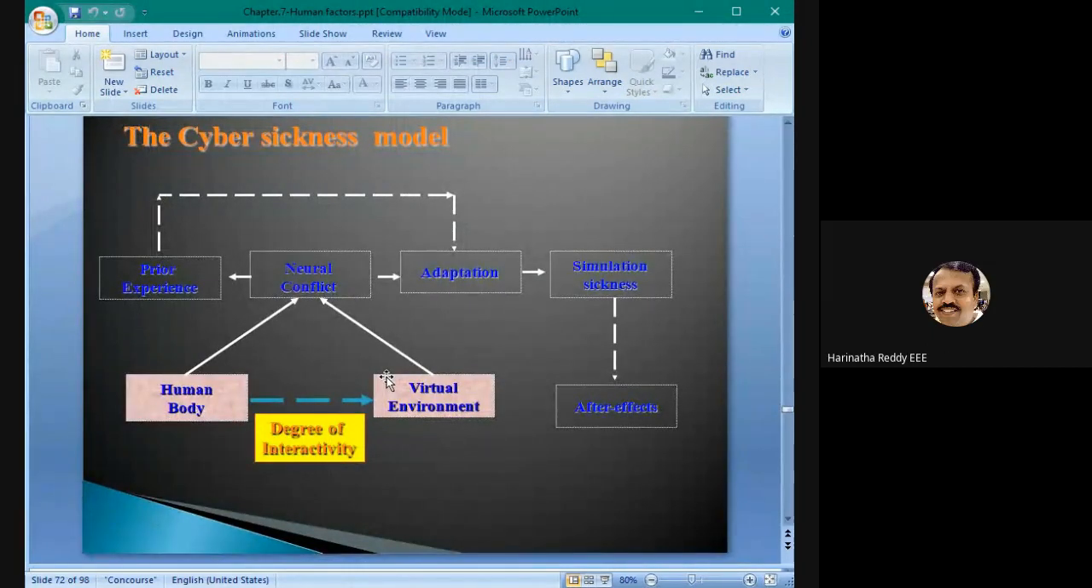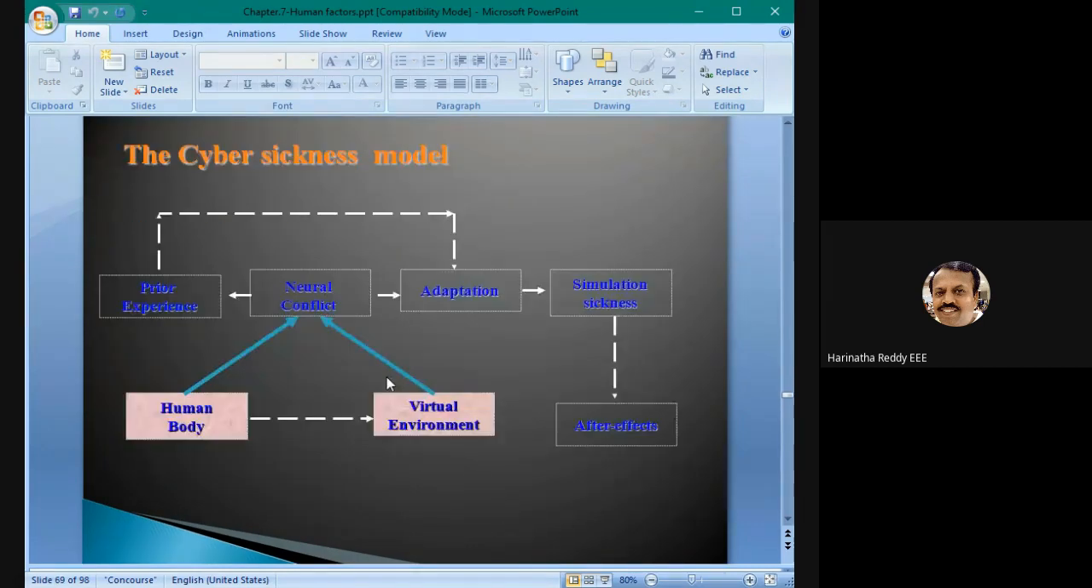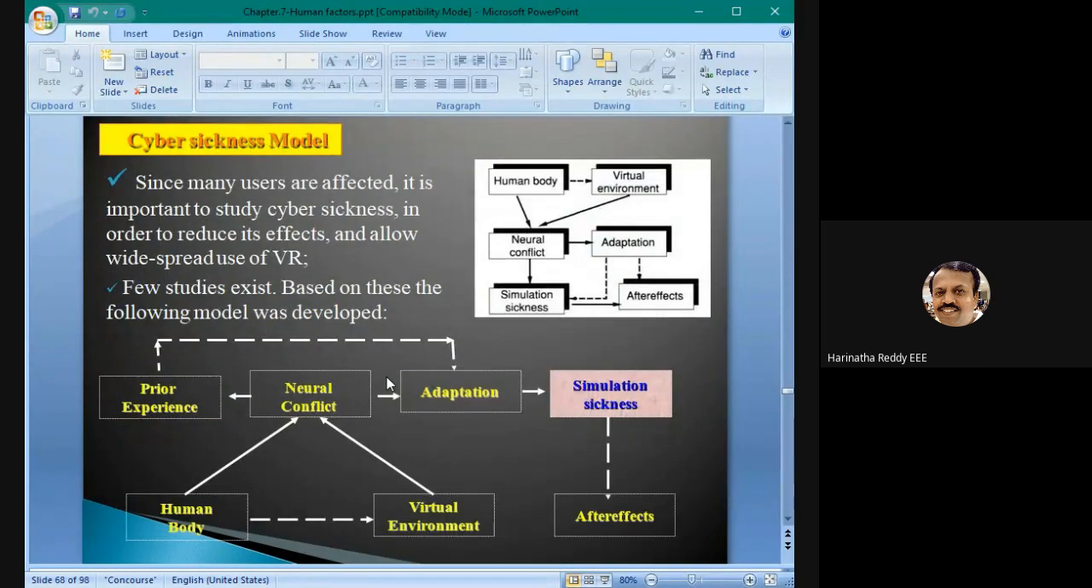Once again, in the previous class, we discussed cyber sickness. So, what is cyber sickness? Cyber sickness is an example of an indirect effect of VR simulations. Is it clear? We also discussed system characteristics and user characteristics. So we are going to see the block diagram here. This will help you understand the cyber sickness model.